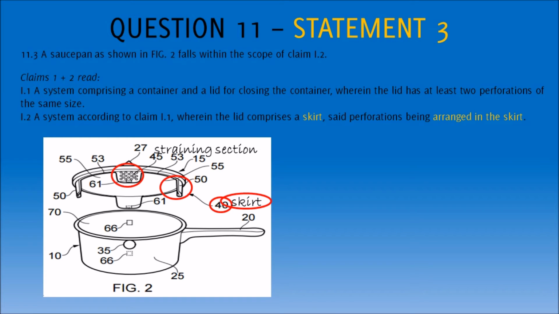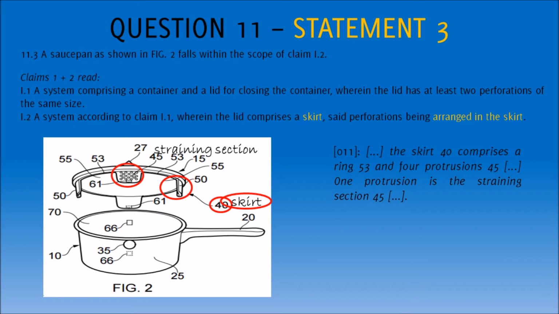And for that, of course, we have to go back into the description of figure 2, and there we will find in paragraph 11 that the skirt, reference number 40, comprises a ring 53, that's what we saw already, and 4 protrusions 45, and down protrusion is the straining section 45. And then from there we know that the perforations are the same size, etc., as we have checked out for figure 1 already. So we can say, okay, these features are also all fulfilled in claims 1 and 2, and figure 2, or the saucepan of figure 2, falls also within that claim. So the statement is right as well.